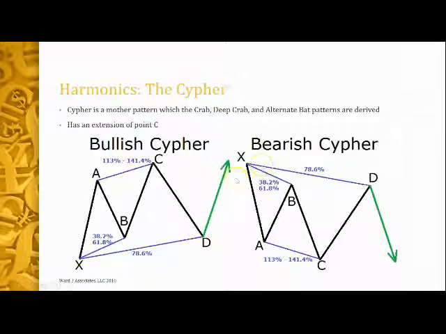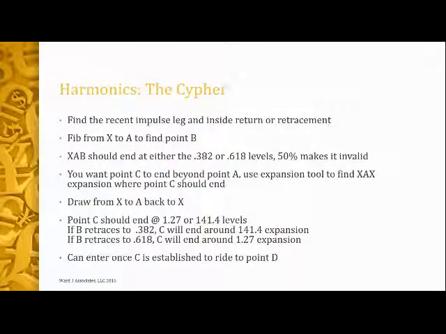And again, guys, we will go in depth into each of these harmonic patterns in a deeper study. This is just going to show you what you're looking for. I'm going to show you how to draw it on the charts, okay? You want C point, we went over that. Draw from X to A back to X. Point C should end at the extension levels 127 or 1414 levels, okay? If B retraces to 382, C will end around the 141 expansion. If B retraces to 618, C will end around the 127 expansion.